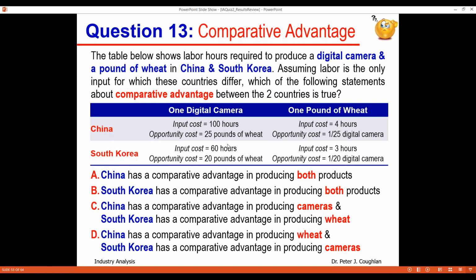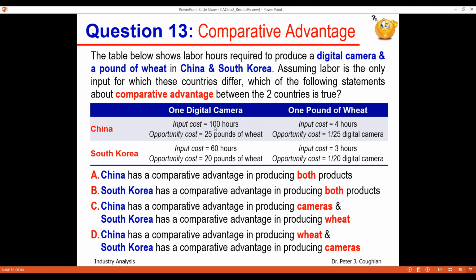So now when you look at it, we're comparing them in terms of opportunity cost. Who has the lower opportunity cost of producing cameras? Well, 25 versus 20, South Korea does have a lower opportunity cost of producing digital cameras, which is not surprising. They also had an absolute advantage in producing digital cameras. But here, notice this. Again, what's the opportunity cost for China to produce a pound of wheat? It's 1/25th of a digital camera. It's 1/20th for South Korea. So China has a lower opportunity cost.